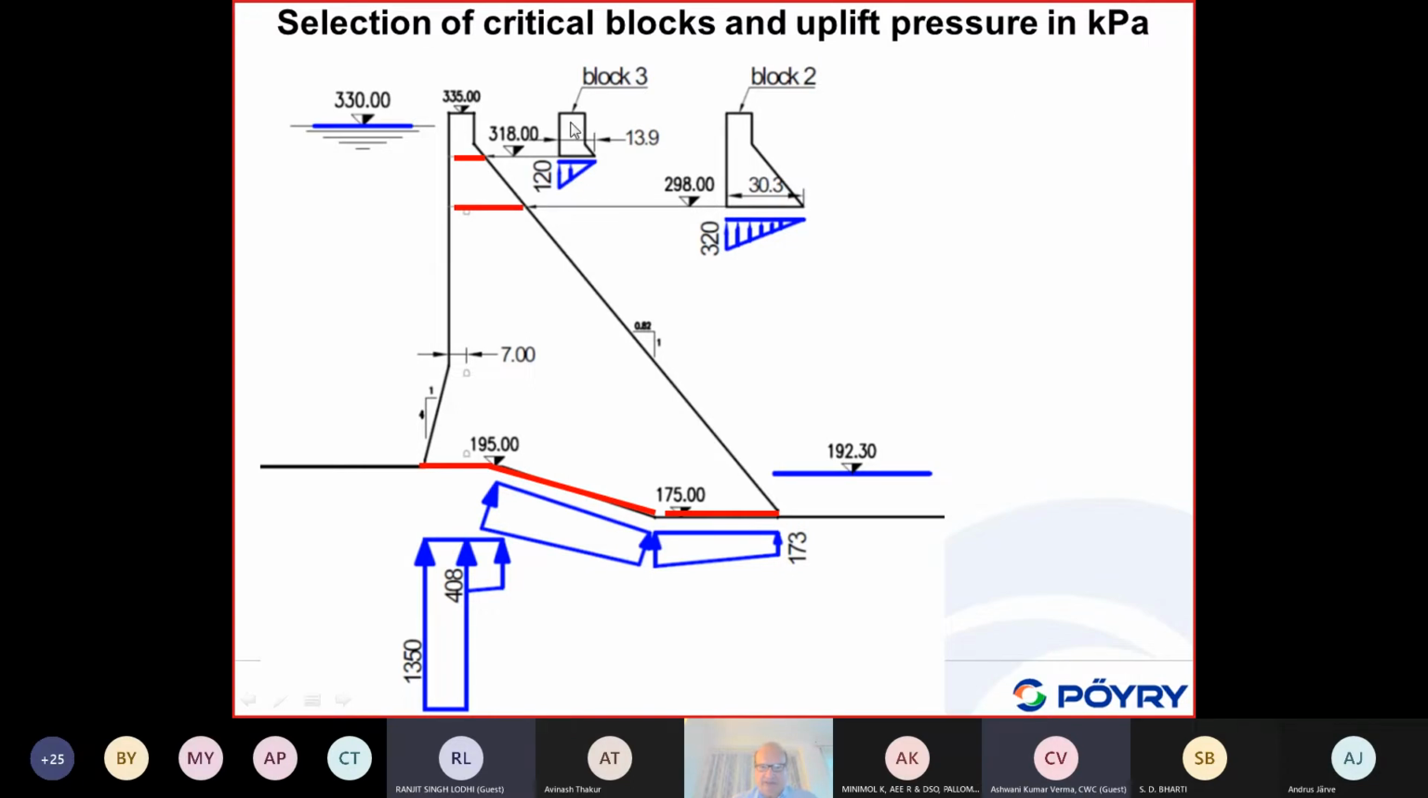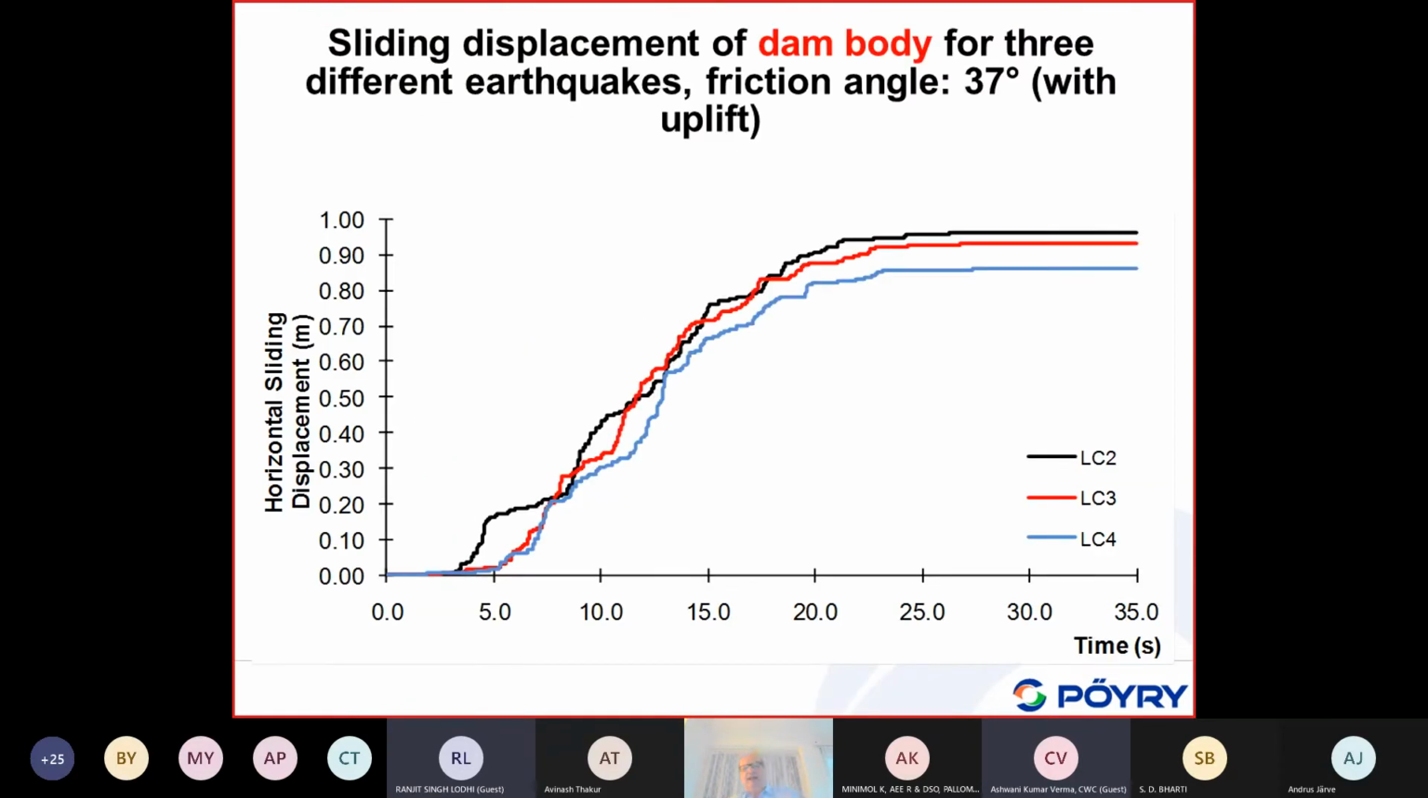So therefore, in this analysis, we can simply assume that these dam bodies are rigid bodies for the dynamic stability analysis. Now, according to ICOLD, for the dynamic analysis of dams, you should consider 3 earthquakes, and that is what is shown here. They are called load combinations LC 2, 3, 4.